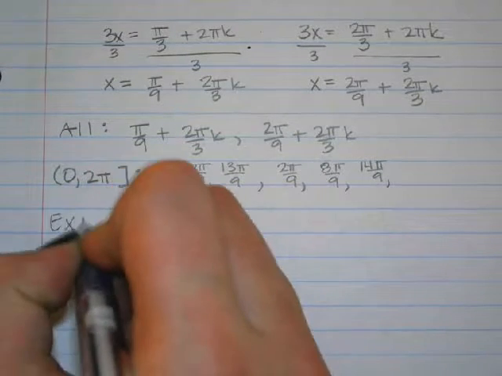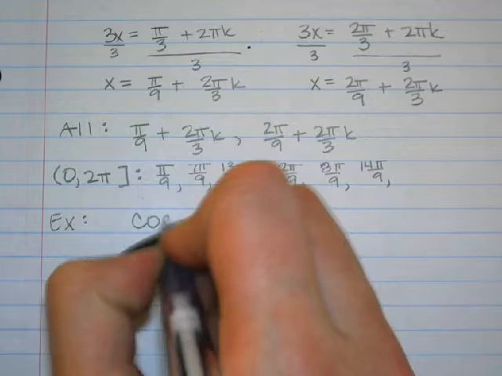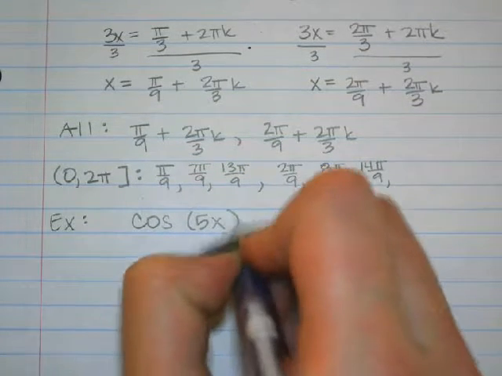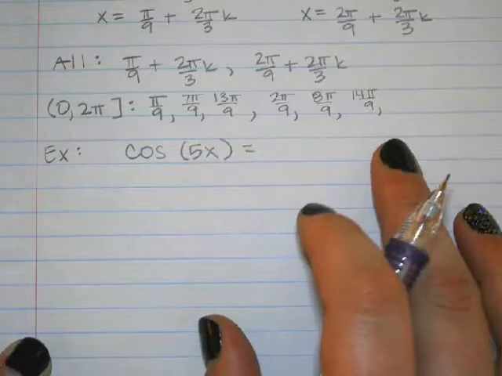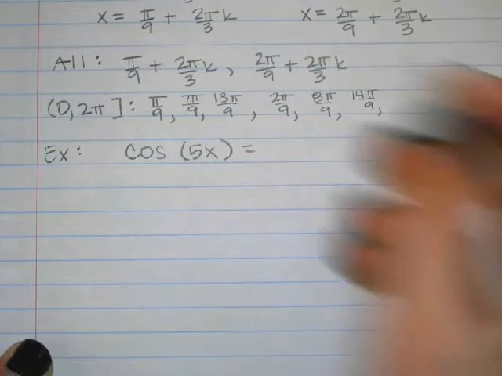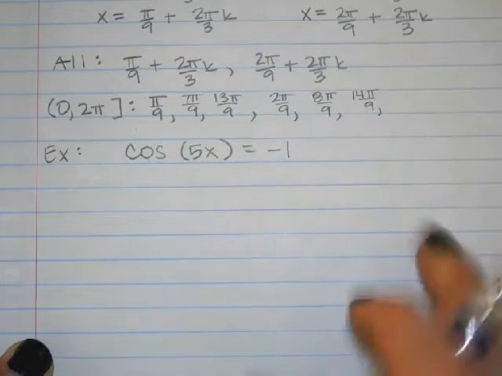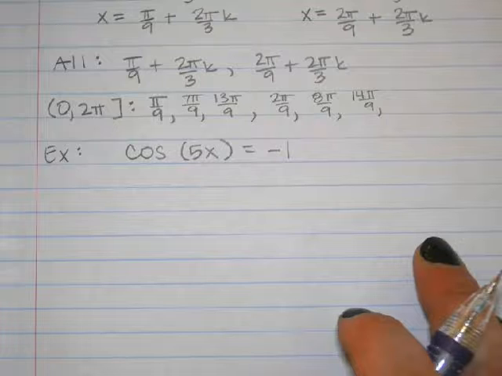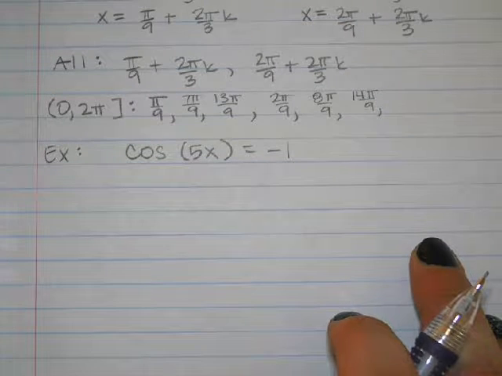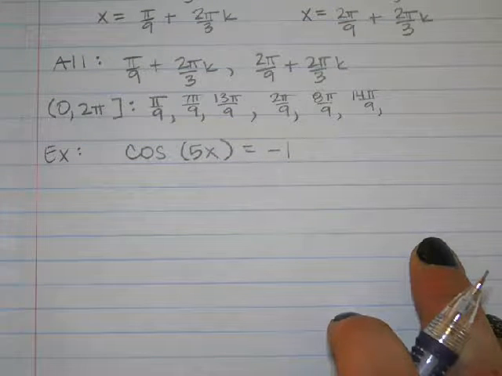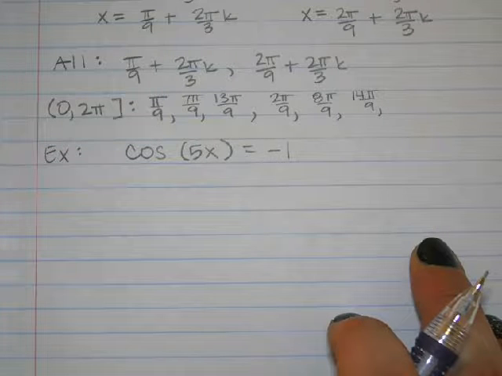Okay, next we're going to do cos of 5x. When you see that, how many answers are you predicting? 10 answers. Whoa. But I'm going to make this equal -1 because I'm not as evil as you think I might be.